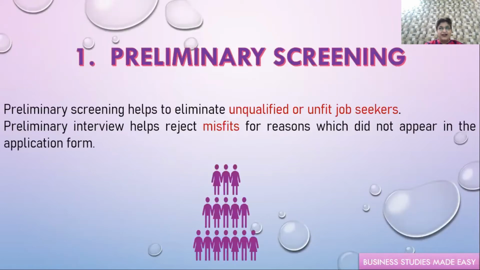Let's start with the first one. The first is preliminary screening. That is the initial screening. If the number of candidates who have applied for a job are too many or they're not fit for the job, then in that case, this preliminary screening is done to eliminate all those candidates who are not qualified or who are misfit for the job. For example, personality is very important for a particular job, maybe for a salesman, and those who don't fit the bill, they might be rejected.